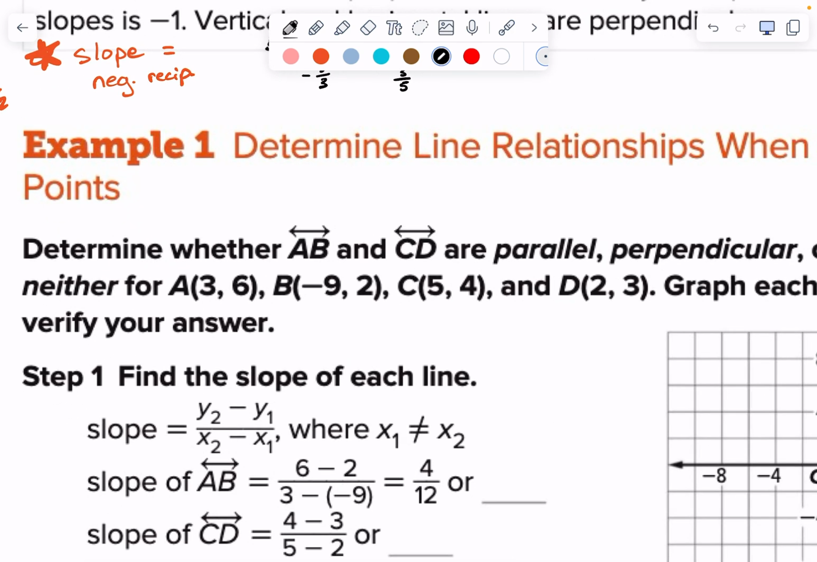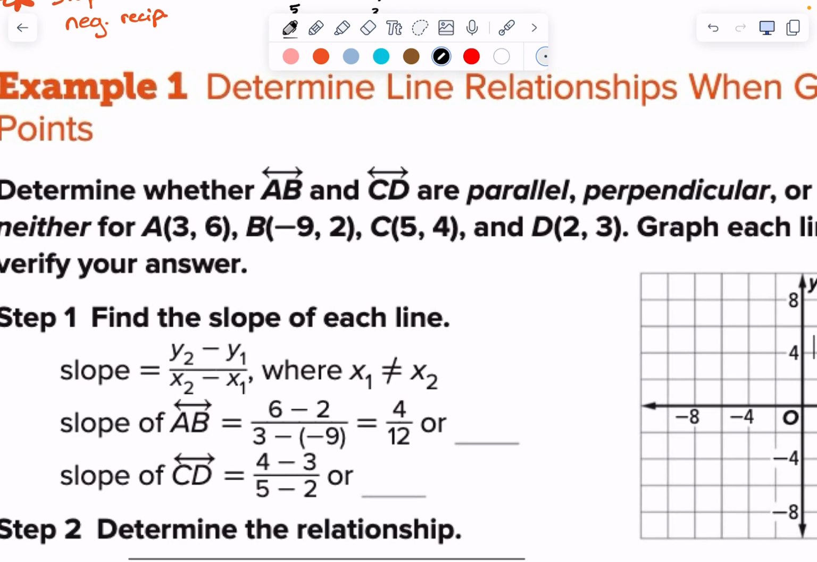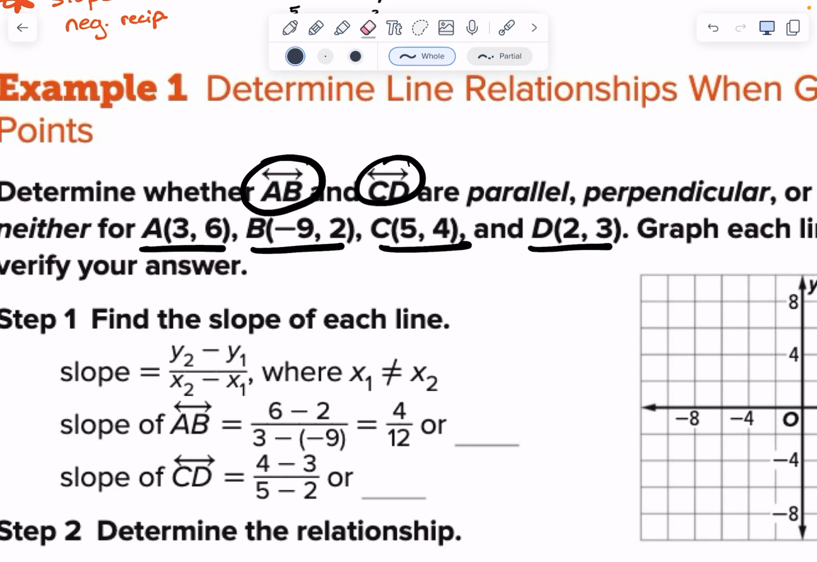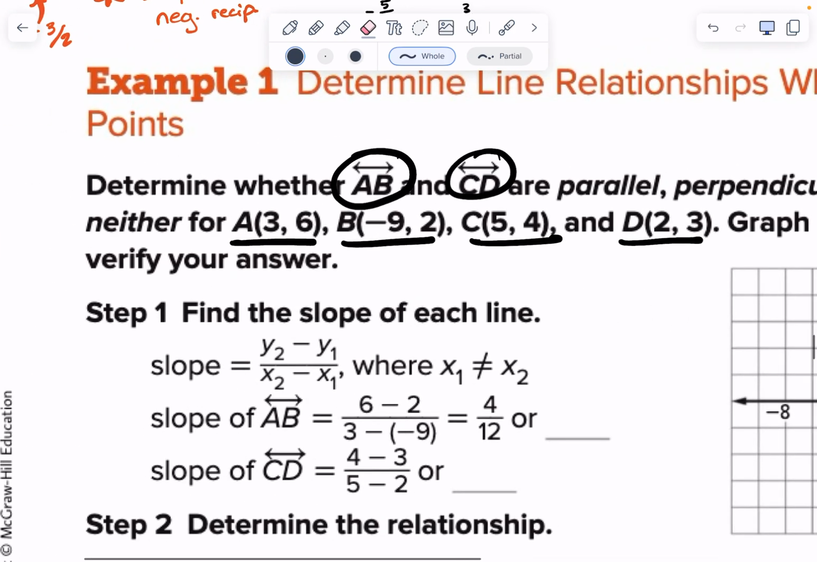Okay, so here we go. What we're trying to do is determine whether these lines are parallel, perpendicular, or neither. We have a line going from A to B, and a line going from C to D. I want you to find whether they are parallel or perpendicular, or maybe neither. And I want to do that without having to graph.